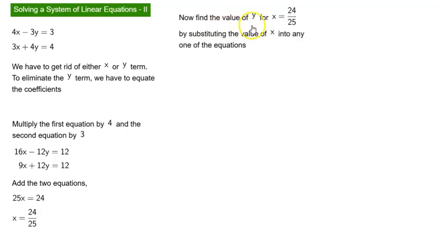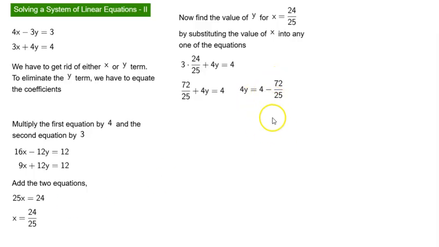Now we have to find the value of y for x equal to 24 by 25 by substituting the value of x into any one of the equations. So let's do that. 3 times 24 by 25 plus 4y equal to 4. That is 72 by 25 plus 4y equal to 4.